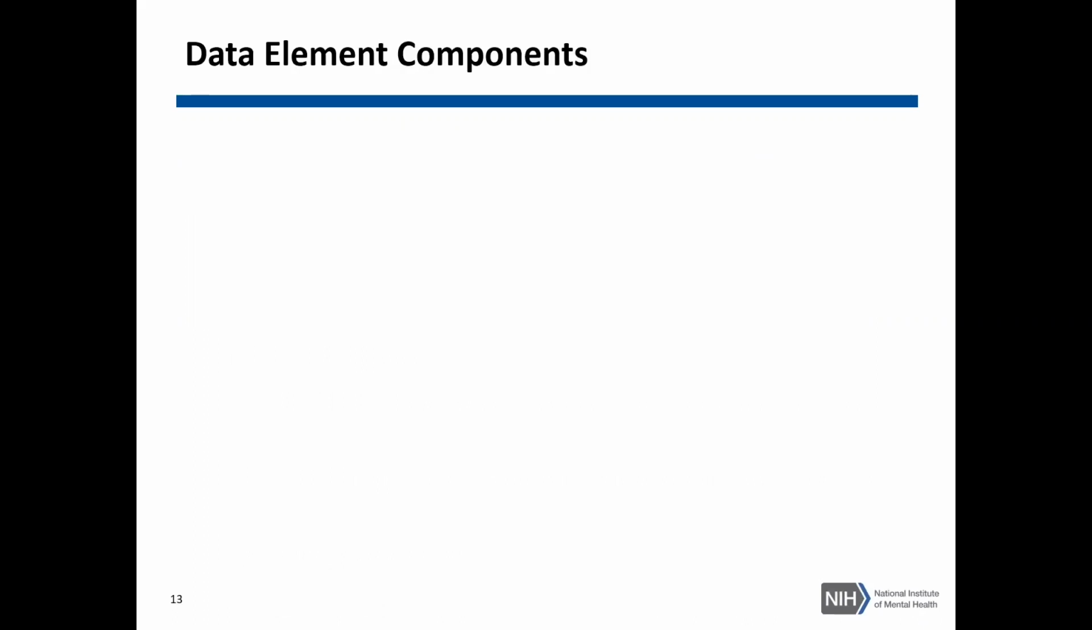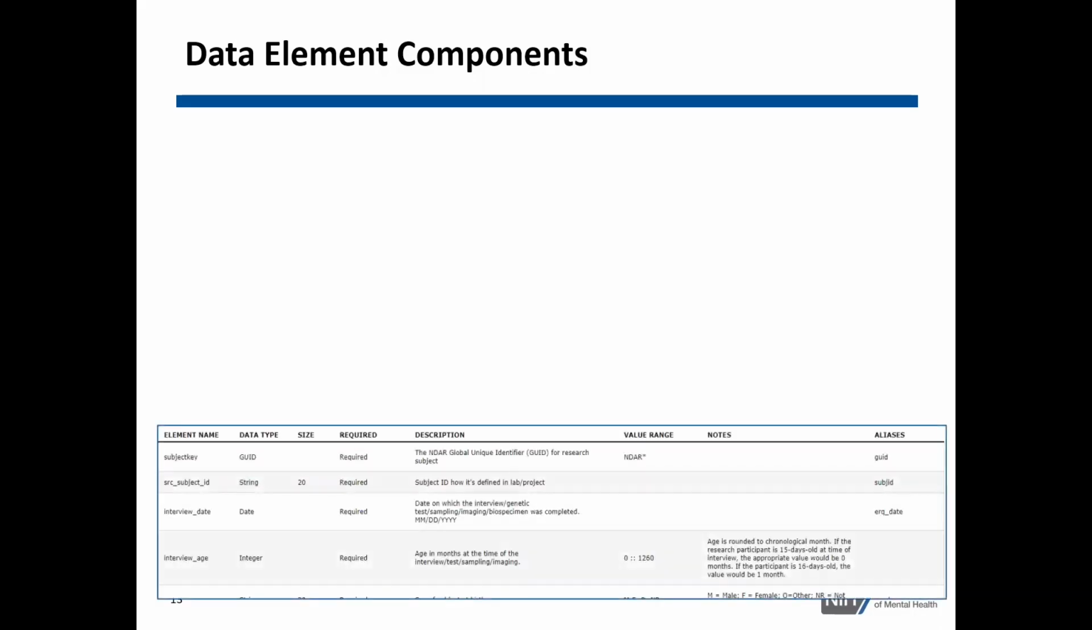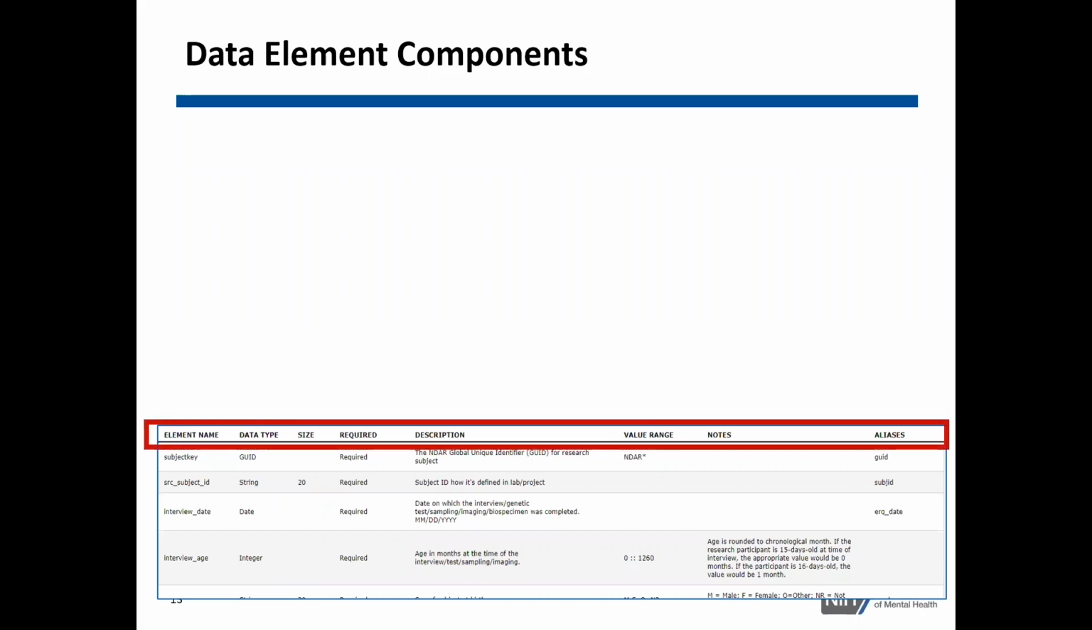Getting into data elements, again, these are like the single items. Typically, the questions or variables in your original assessment, and also just provides more information on the subjects you're collecting. Each data element consists of an element name, data type, size, requirement, description, value range, notes, and aliases. So let's go through each one of these and some examples that you'll see in a data structure.